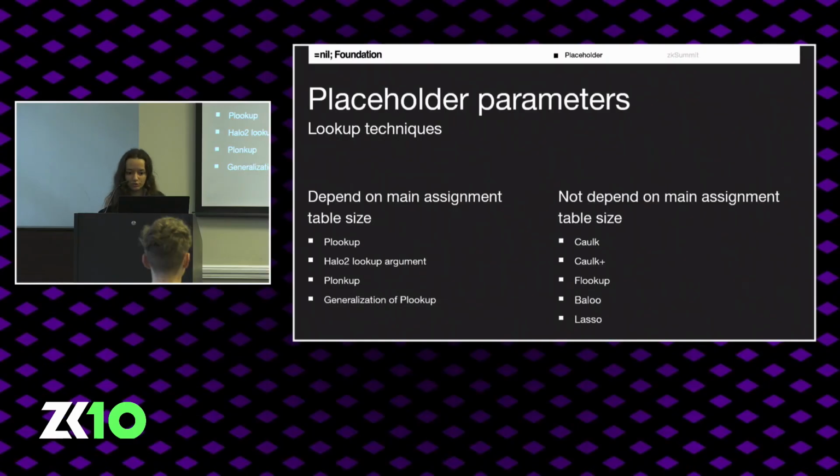And the second approach doesn't depend on the main assignment table. You may have heard of it as in Caulk, lookup, Baloo, Lasso. Yeah, it sounds like a better option, but it has a small drawback because we need to use pairing-friendly curves for all these approaches. And we suggest using Lasso. Now it's a work in progress to include it in Placeholder. But yes, I think it would be Lasso.